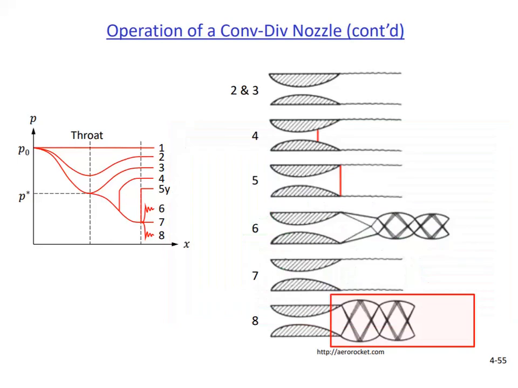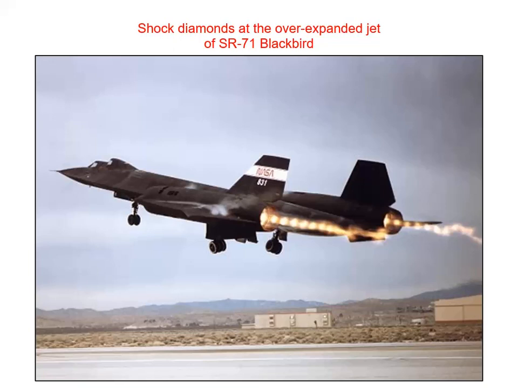Case 8 is the underexpansion case. This time back pressure is lower than the design pressure. When the exit pressure of a nozzle is different than the back pressure, visually pleasing flow patterns known as shock diamonds and Mach disks occur.